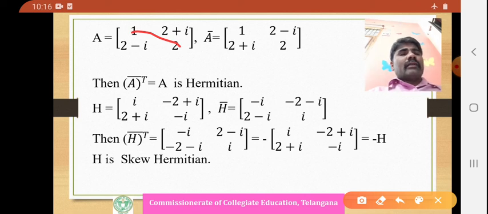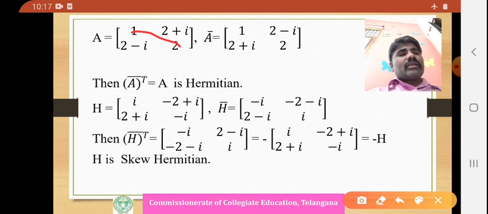If the diagonal elements are not real numbers, we directly say that the given matrix is not a Hermitian matrix. First, to check whether the given matrix is Hermitian or not, we look at the diagonal elements. If the diagonal elements are real, then we go for further investigation. We check the elements in the places A12, A21, Aij and Aji.